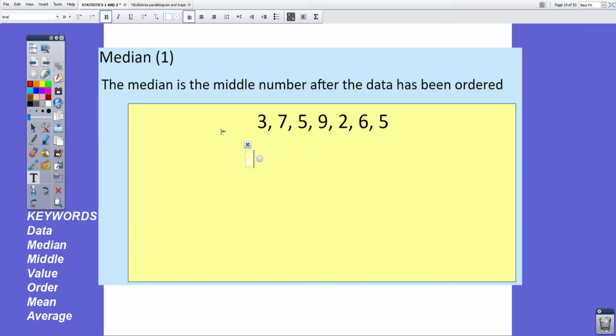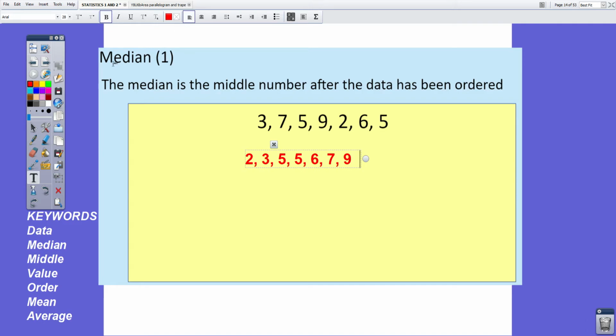Oh dear, we're writing in white. I don't want to write in white. Let's write in red. A 2. Following the 2, we've got a 3. After the 3, we've got a 5. And then another 5. And then a 6, a 7, and a 9.